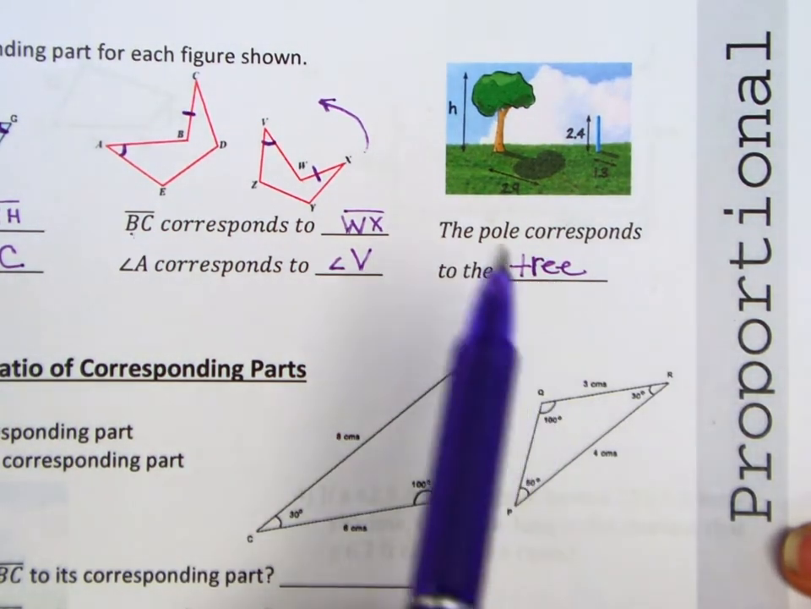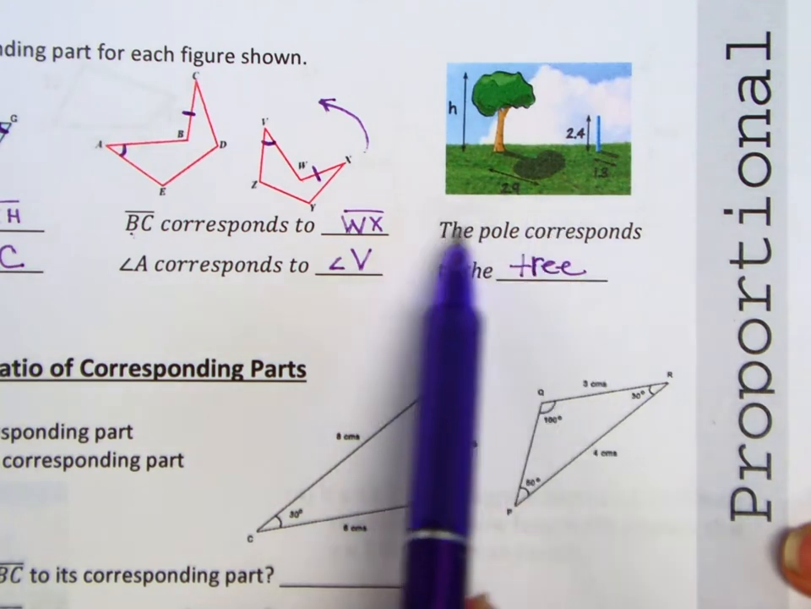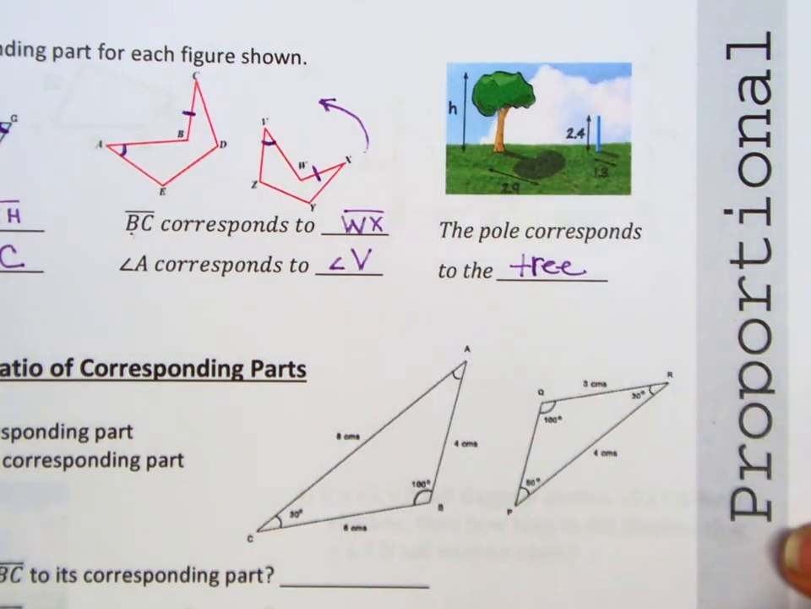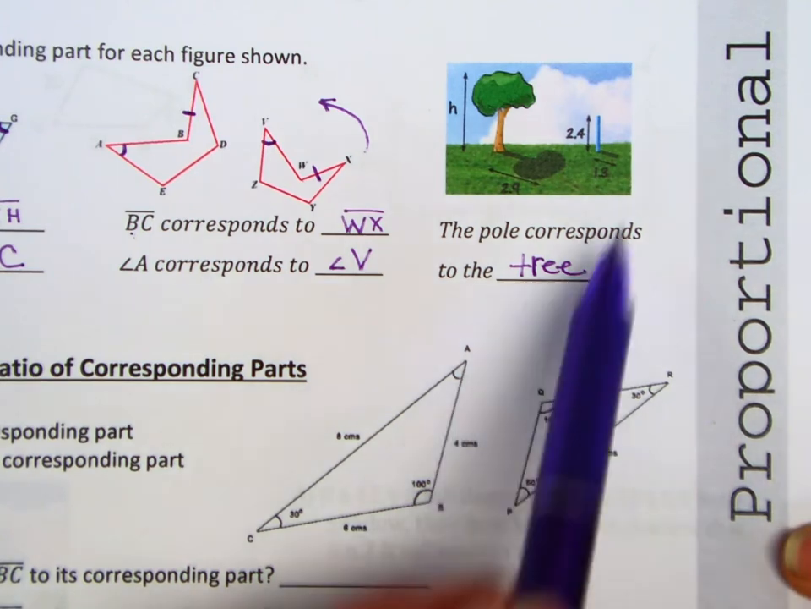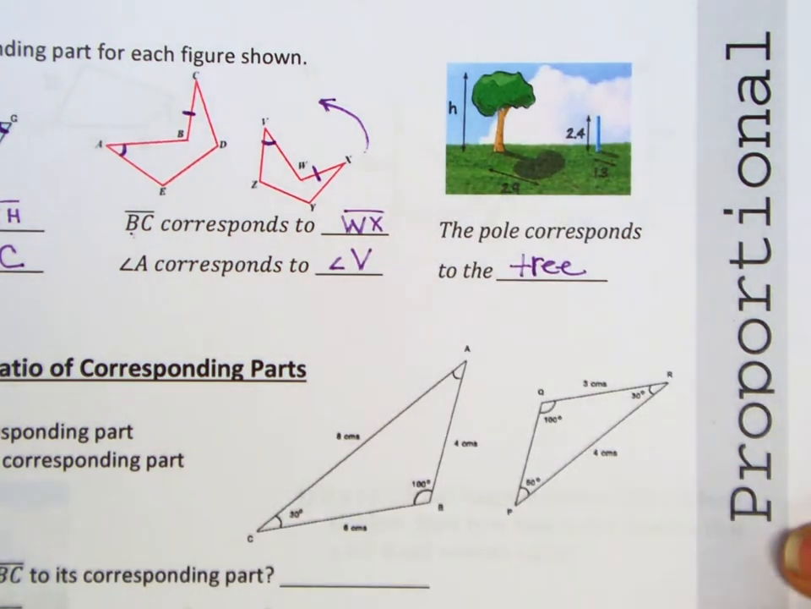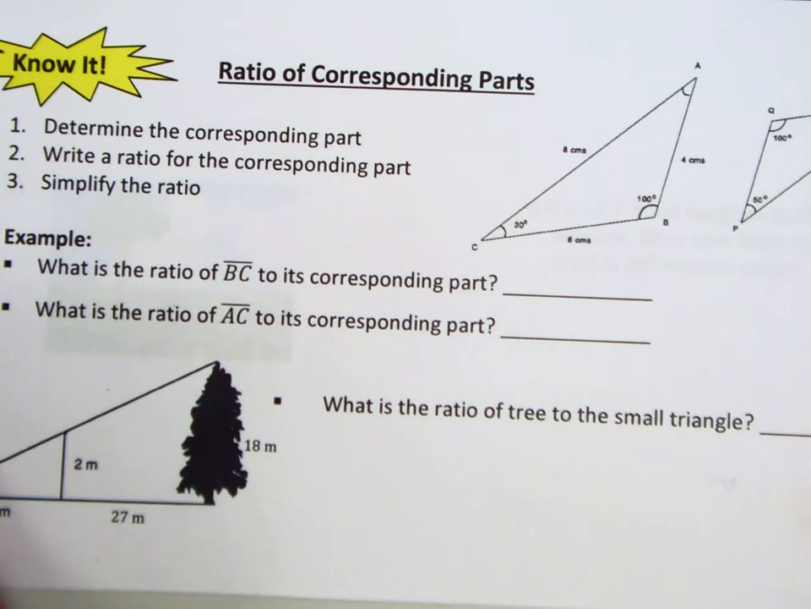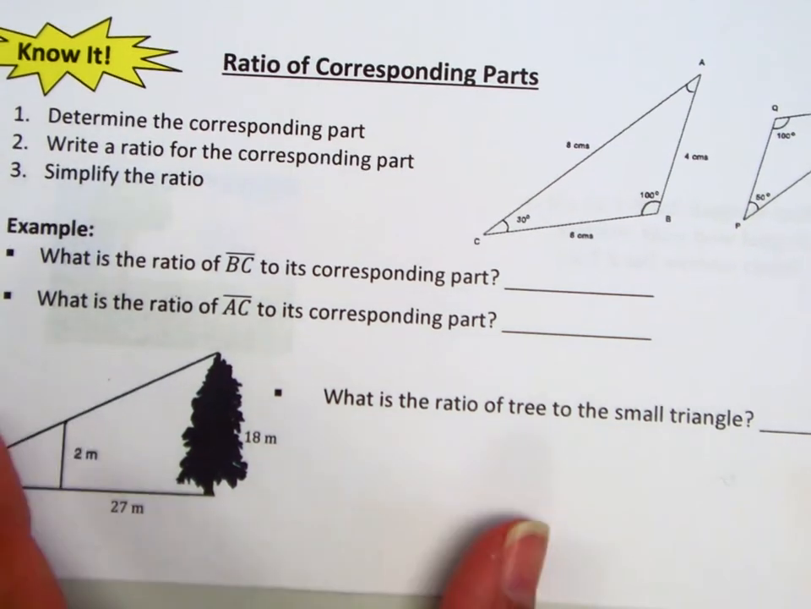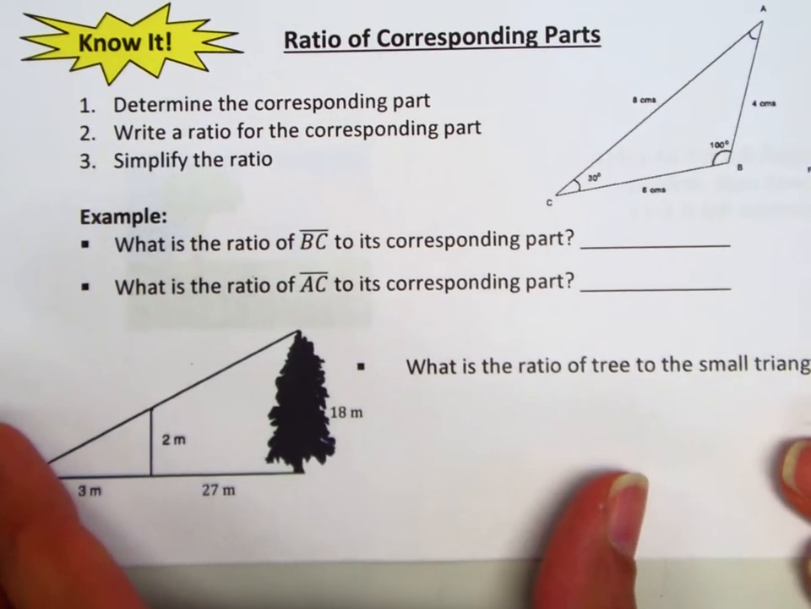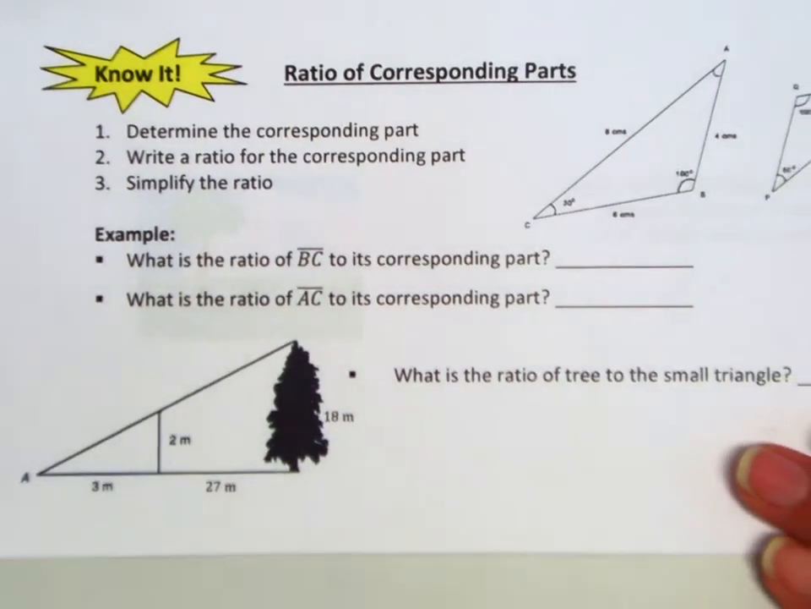And we're going to be doing some word problems that will have a description using shadows and flagpoles and trees and buildings and ladders, and that is when you want to get this picture in your head so you understand how to find corresponding parts. Once we understand how to find the corresponding parts, then we can find the ratio of those corresponding parts.